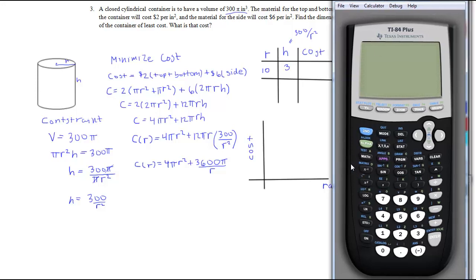And so I'll try this one here. 4 pi times the radius, which is 10, squared, 4 pi r squared, plus 12 pi times the radius times the height. So the typical cost, if the radius was 10, the cost is up to 2,387.